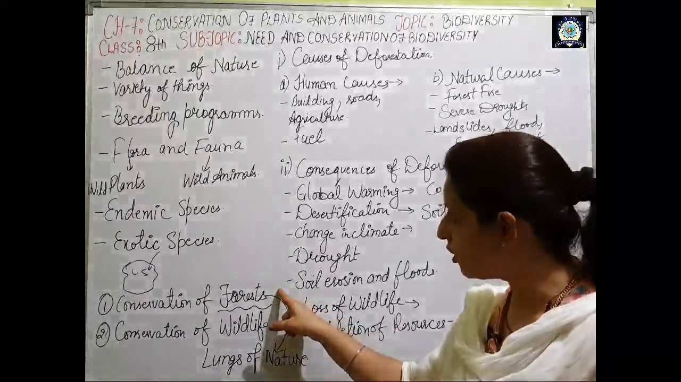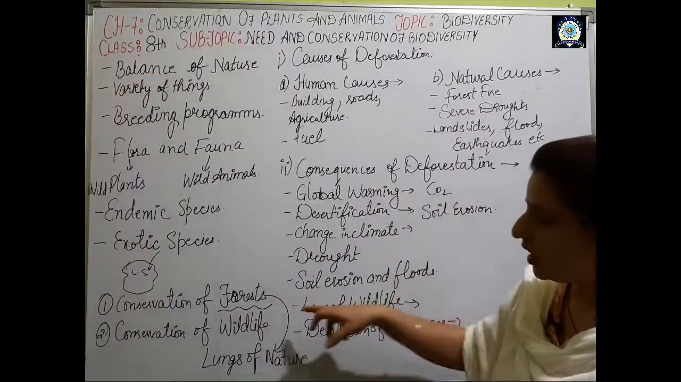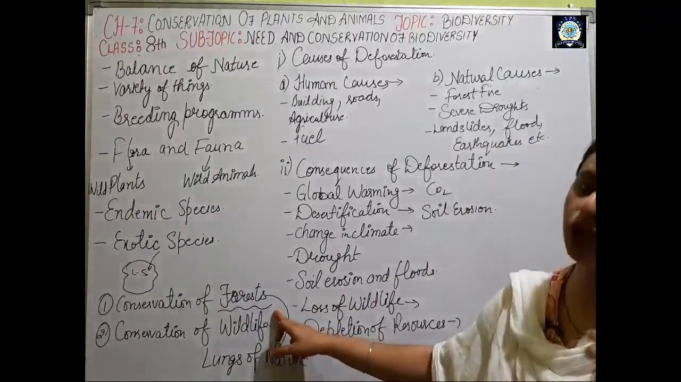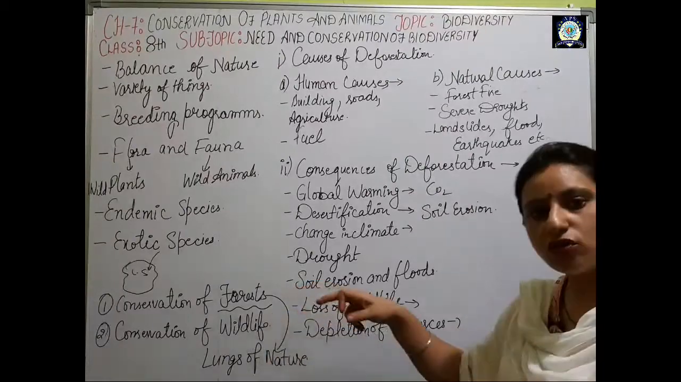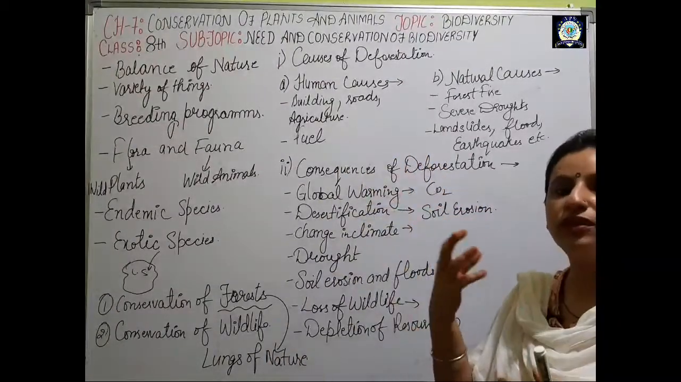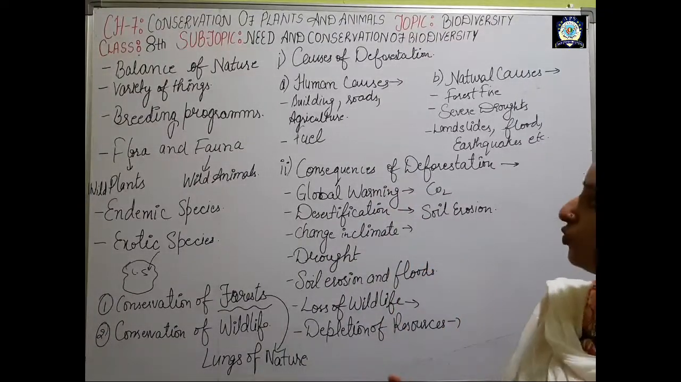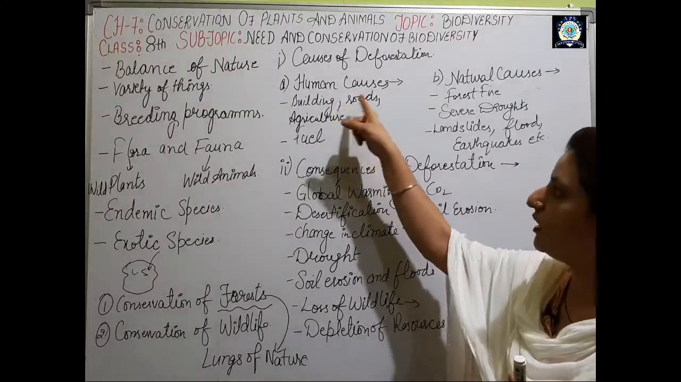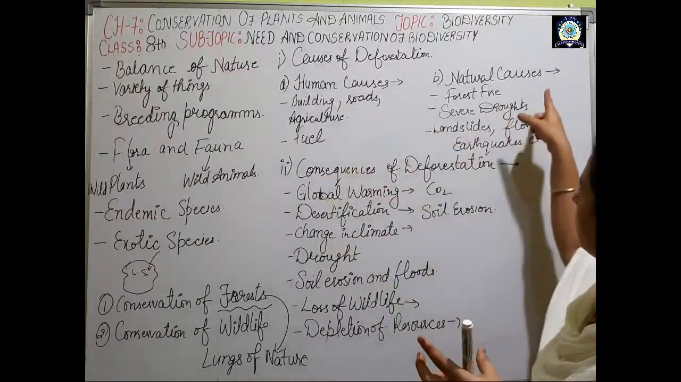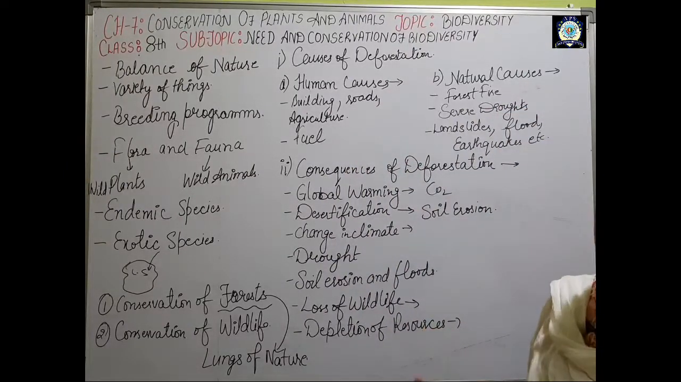In conservation of forest we have done first the causes of deforestation. Why is there conservation of forest? Because of deforestation. So what are the causes of deforestation? Human causes: procuring the land of the forests for agriculture, for making buildings or roads, for using fuel. And what are the natural causes? Forest fires, severe droughts, landslides, floods, earthquake, etc.